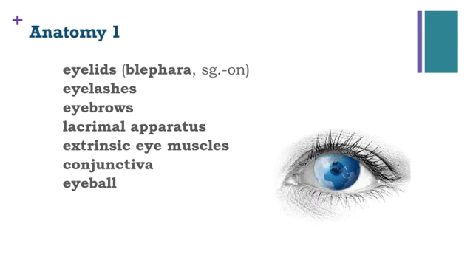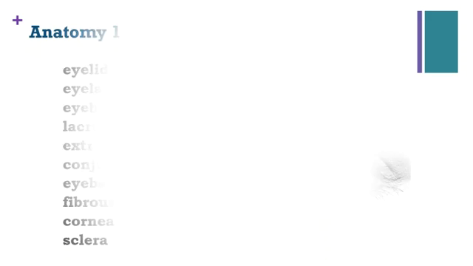The superficial coat of the eyeball is called the fibrous tunic. It's avascular and consists of the anterior cornea and posterior sclera. The vascular tunic or uvea is the middle layer of the eyeball. It has three portions: the choroid, ciliary body, and iris. The hole in the center of the iris is the pupil.